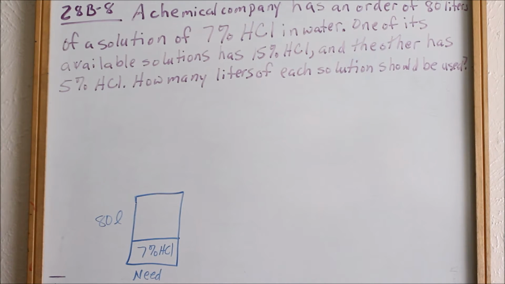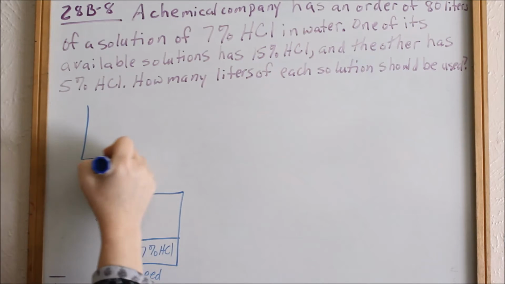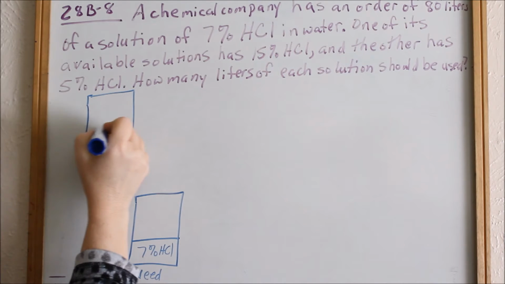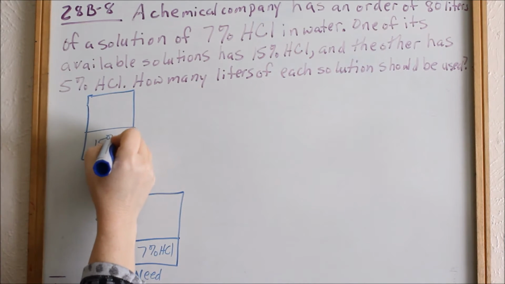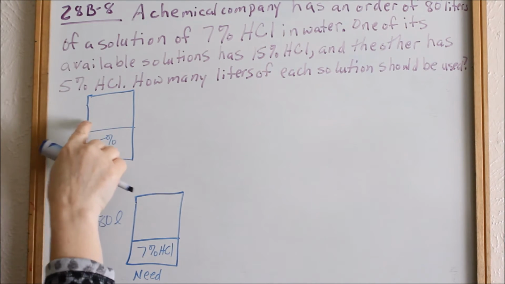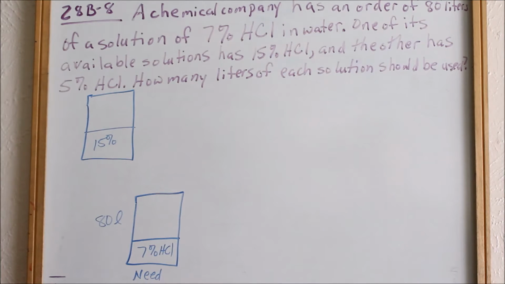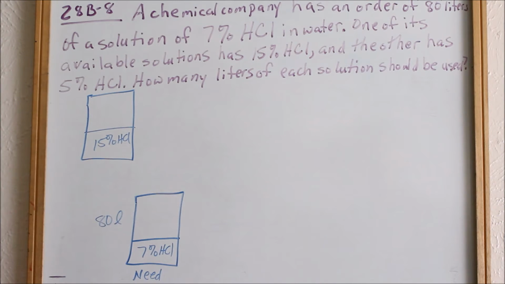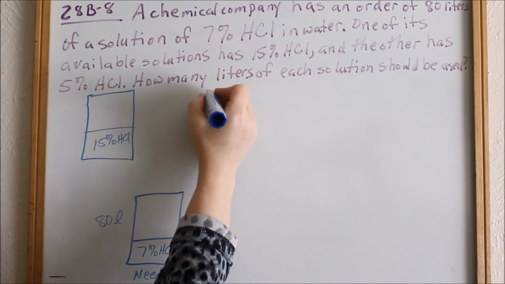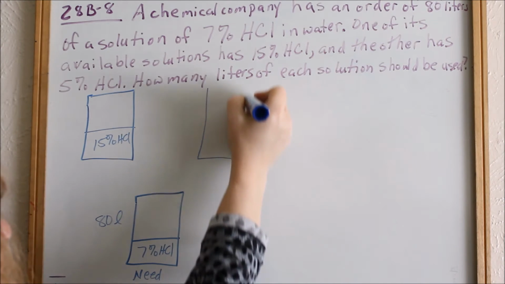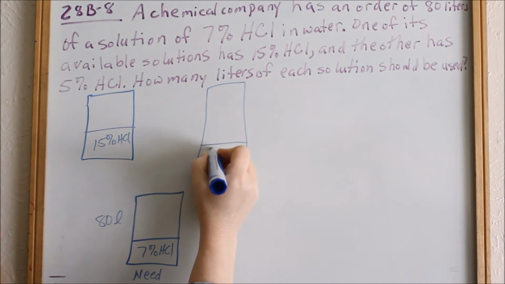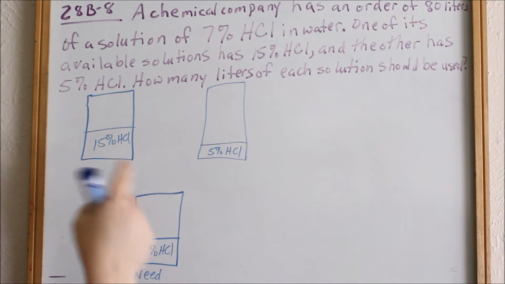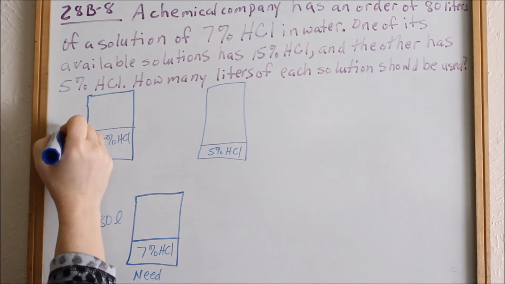Now, what do they have on hand? On hand, we're told that they have a solution that is 15%. I'm exaggerating my lines of where 15%. Obviously 50% would be drawn halfway in the middle, okay? But I'm exaggerating so you guys can see my numbers. We are told that they have 15% HCl on hand, and they also have a 5% solution of HCl, okay?